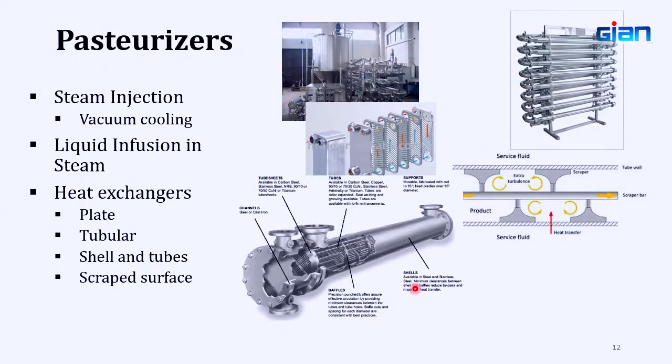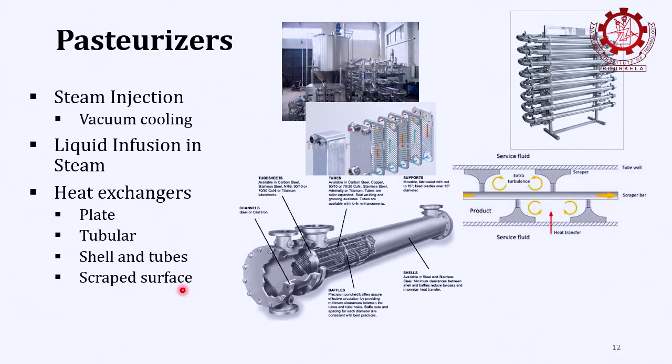A tubular heat exchanger is where you have two tubes, one inside another. The outer tube has a bigger diameter, the inner tube has a smaller diameter, and then you could have the product inside the inner tube and the heating medium outside, or vice versa. In the case of a shell and tube, you have multiple tubes within one big shell.